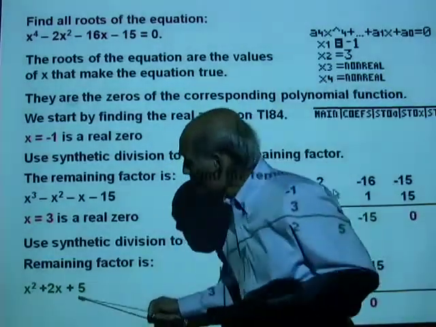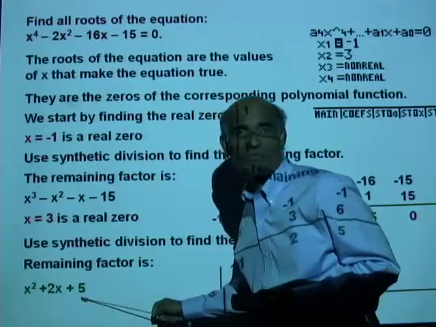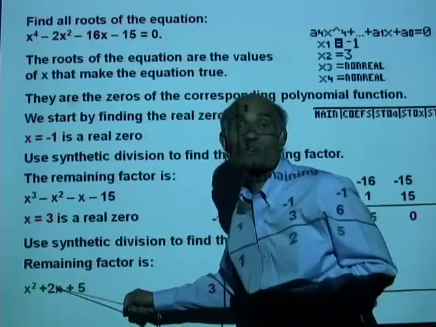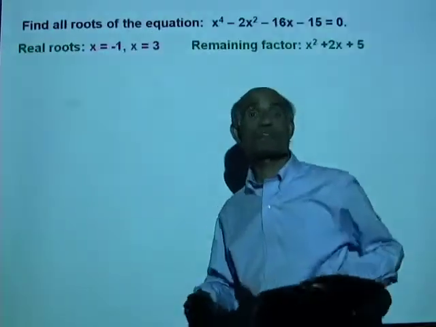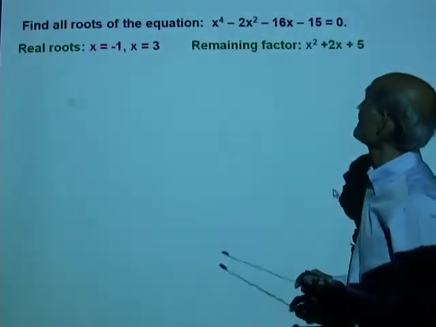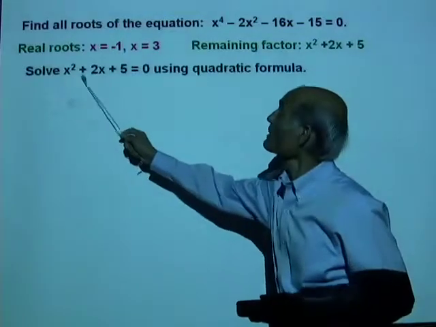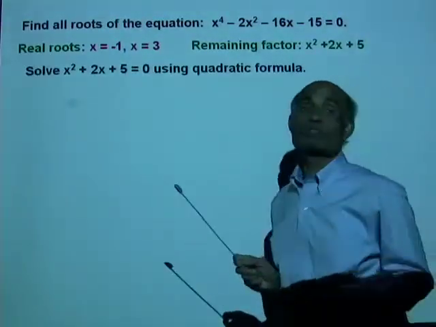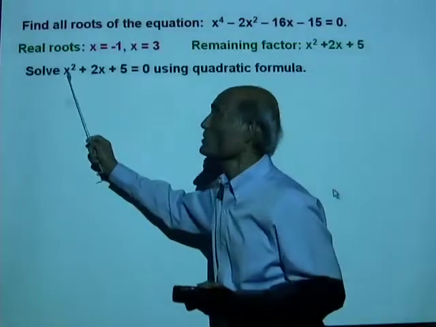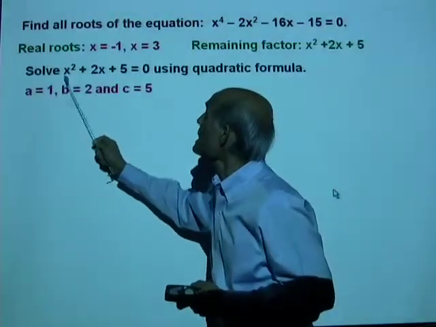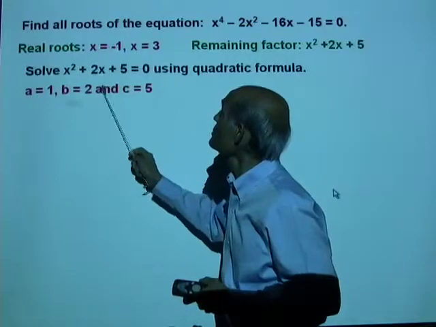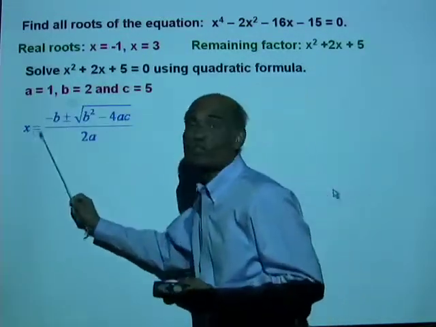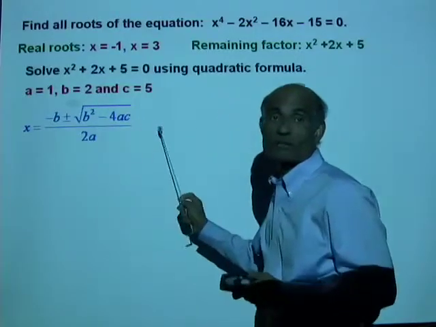Now, I don't think we can factor it, can we? No. That means we need to find the complex zeros of this by using the quadratic equation. That's right. Now, solve x squared plus 2x plus 5 equal to 0 by the quadratic formula. Now, pick your a, b, and c. a equal to 1, b equal to 2, and c equal to 5. And use it in the quadratic formula.